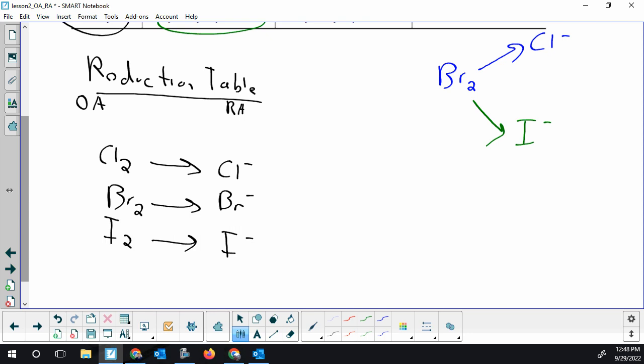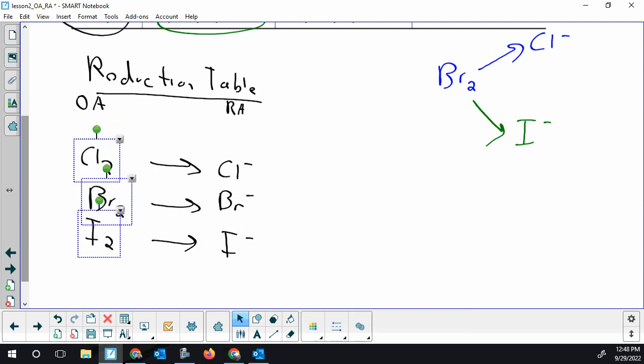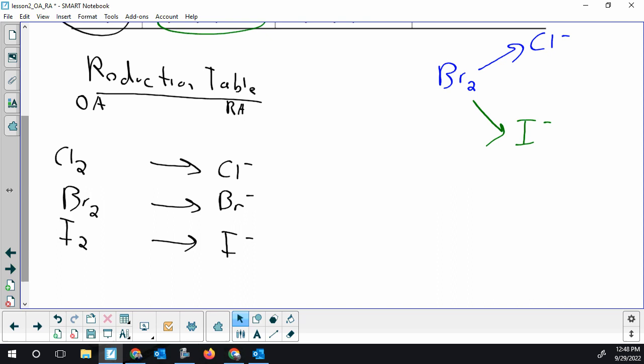Now I'm doing well so far, except I didn't leave any room for electrons. So I'm just going to make myself some room. This might have been annoying for you. You can always write the electrons on the far right. Now I'm going to balance these, and then I'm going to complete how many electrons I need. Okay? I'm building reduction tables. The electrons have to be at the beginning.